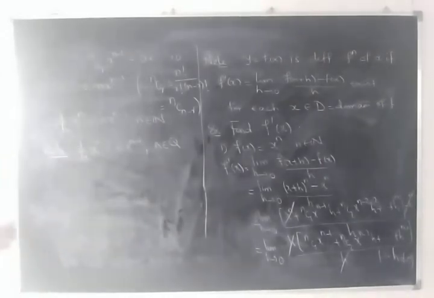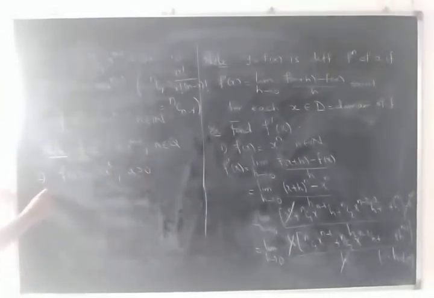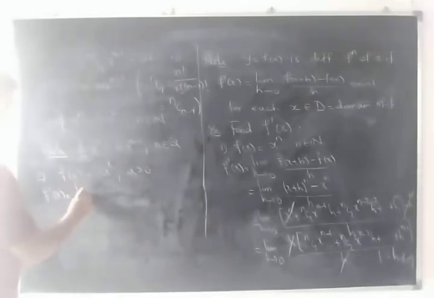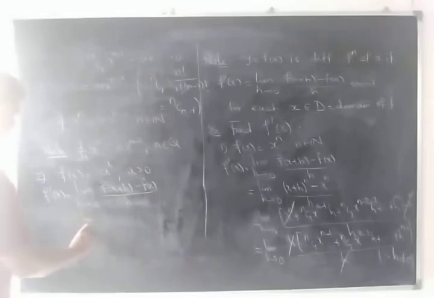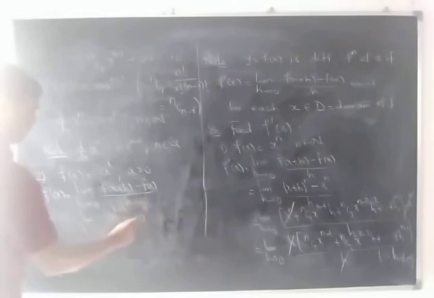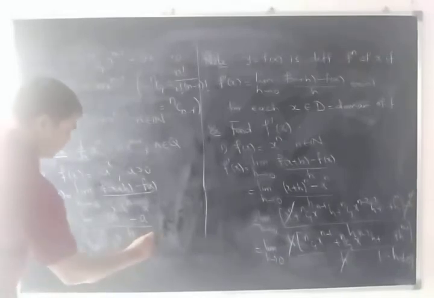Now we'll take the formula for a^x. Second example, f(x) is equal to a^x, a greater than 0. f'(x) is equal to, by definition, limit h tends to 0 of (f(x+h) minus f(x)) divided by h, which is equal to limit h tending to 0 of (a^(x+h) minus a^x) divided by h, which is equal to limit h tending to 0 of (a^x into a^h minus a^x) upon h.